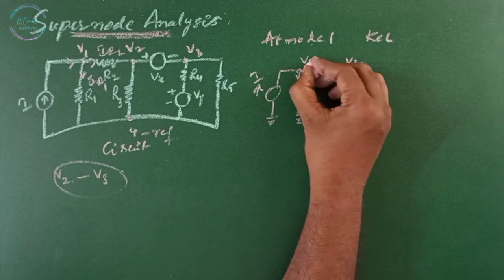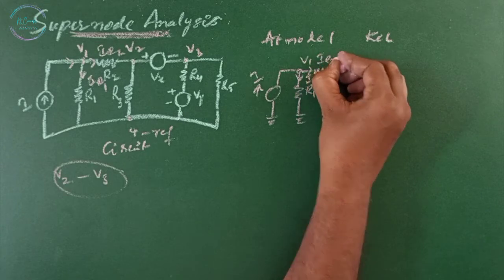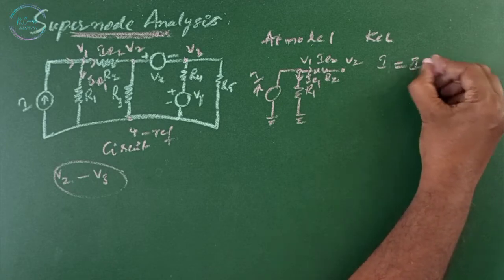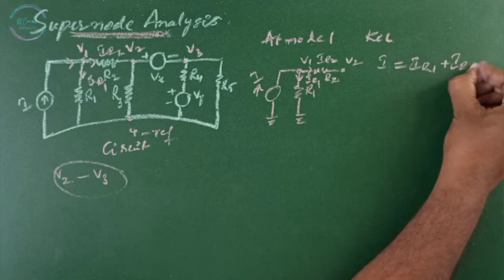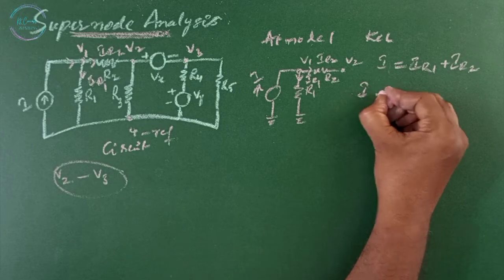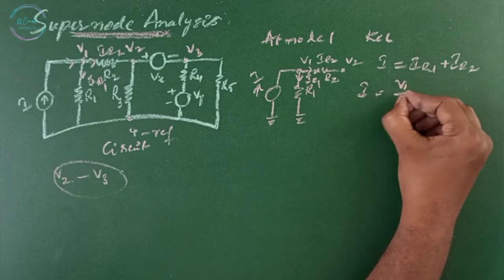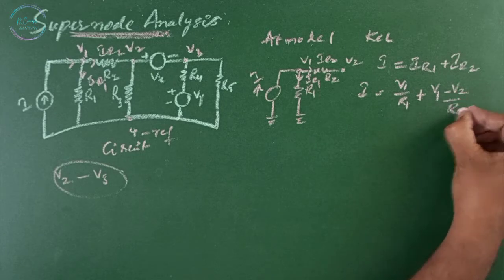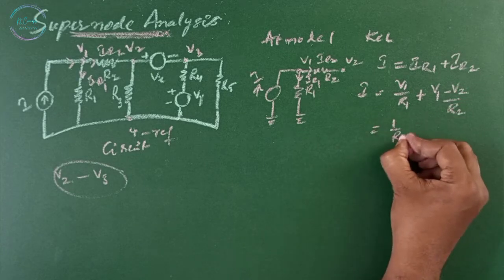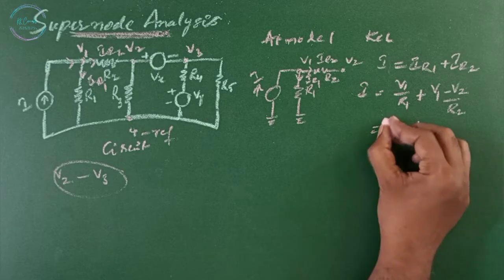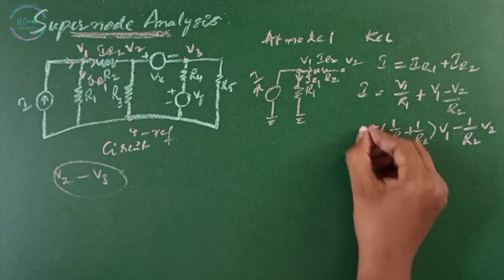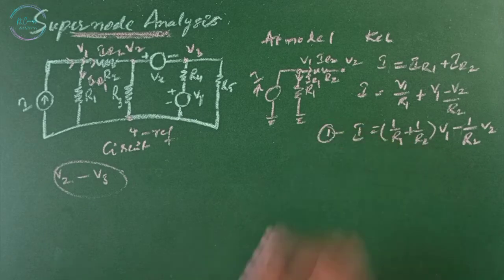IR1 is IR2. Then applying KCL, we get I equals IR1 plus IR2. Then I is equal to V1 by R1 plus (V1 minus V2) by R2. Now if you write this, it is (1 by R1 plus 1 by R2) of V1 minus (1 by R2) of V2. This is equation number 1. Up to here there is no problem, since there is no voltage source in between these two.